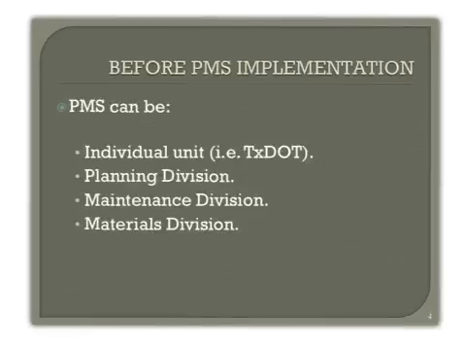Also, you need to identify the size of the payment management system. PMS can be an individual unit, such as the Texas DOT, or it can be only just a planning division, maintenance division, or even materials division. So it depends on the state highway agency. Sometimes we would have all these three divisions as one unit, or they can be three different units. And really the main goal here is that the three divisions have to talk to each other, and there should be good communication between the three of them to have a practical and implementable PMS system.